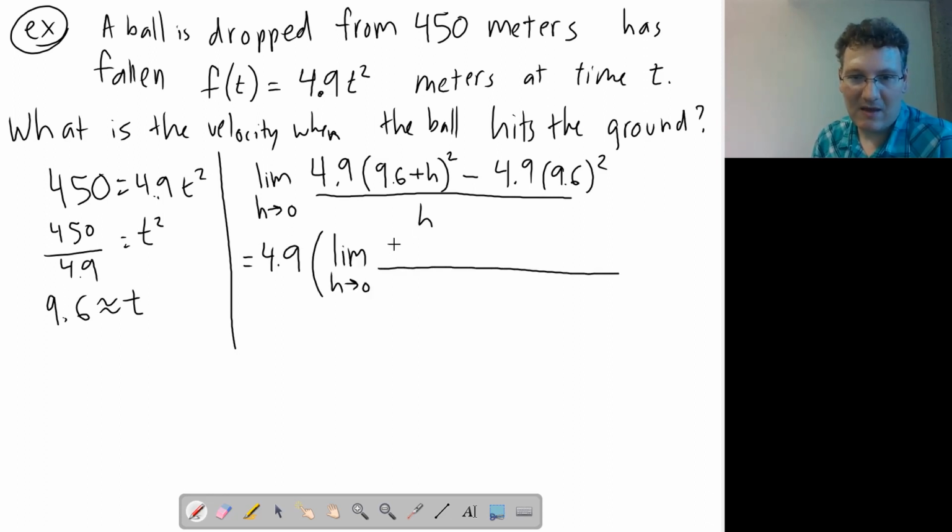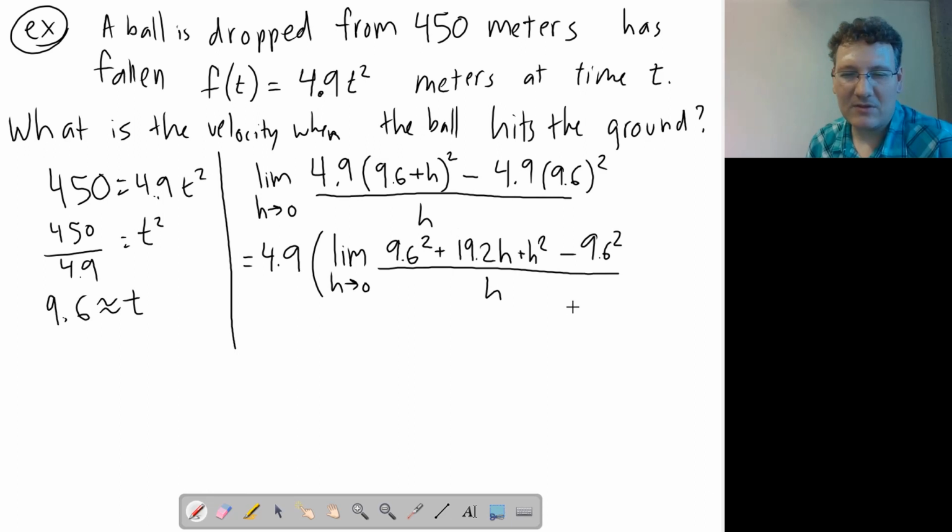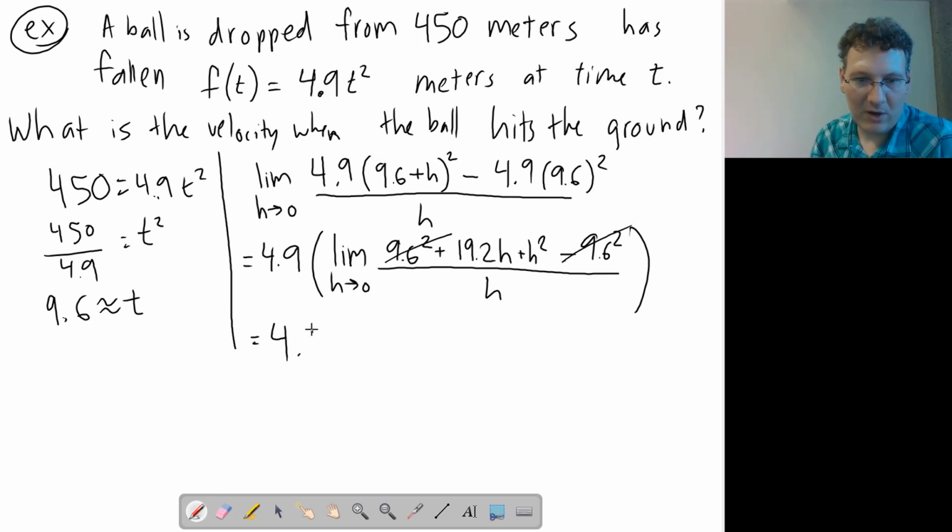Right? So I'm going to have 9.6 squared plus 2 times 9.6. All right, so 19.2, that's 9.6 times 2, 19.2, h plus h squared. That's what you get when you have 9.6 plus h squared. Okay, that's the first expression minus this 9.6 squared. And I'm again going to have these terms canceling. And then I'm going to write this like this.